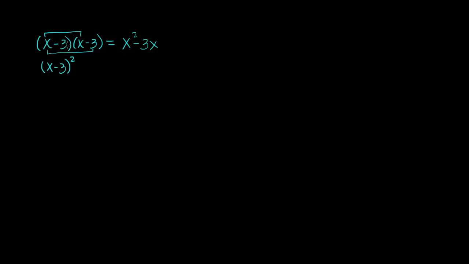And then we do inner, negative 3 times x. That gives you negative 3x again. And then we do negative 3, the last, with the last, which is negative 3, times negative 3, which is positive 9. Negative times negative is positive. When we collect like terms, we get x squared minus 6x plus 9.